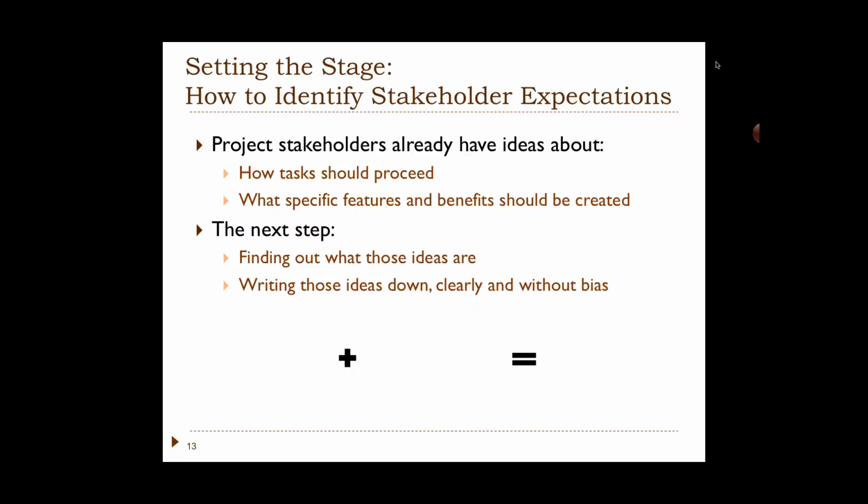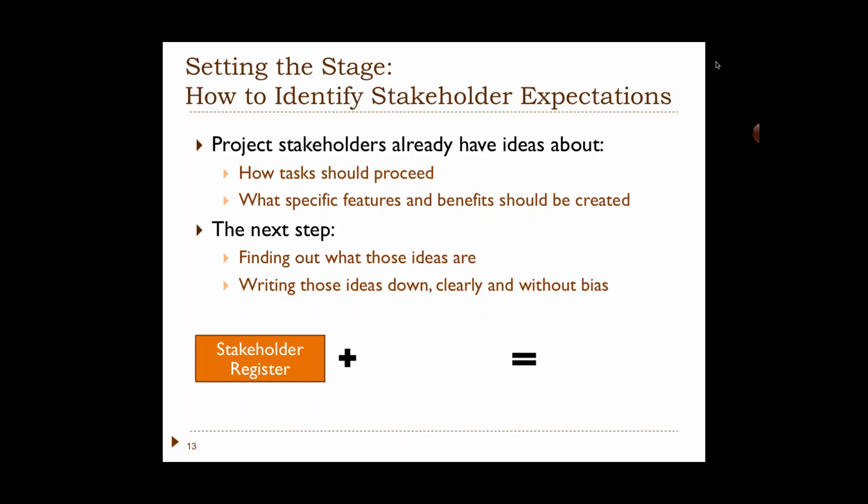Now, as we think about managing stakeholder expectations, the first thing we have to do is to identify them, right? The stakeholders have an idea about what they want, right? About how things ought to be going forward, what the features are that they want to have created, right? So now what we have to do is draw those out. We have to elicit those from our stakeholders and write them down really clearly, right? No bias, no spin, no twist, right?